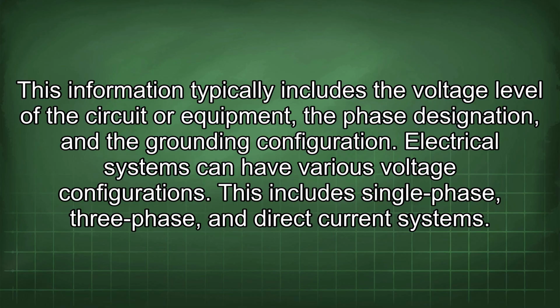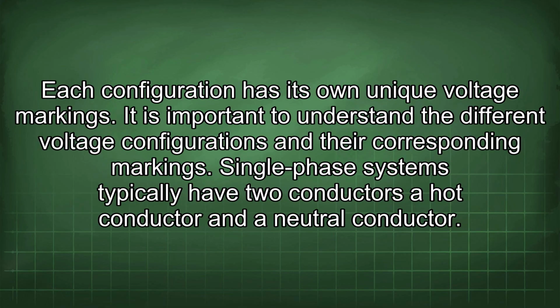Electrical systems can have various voltage configurations. This includes single-phase, three-phase, and direct current systems. Each configuration has its own unique voltage markings. It is important to understand the different voltage configurations and their corresponding markings.